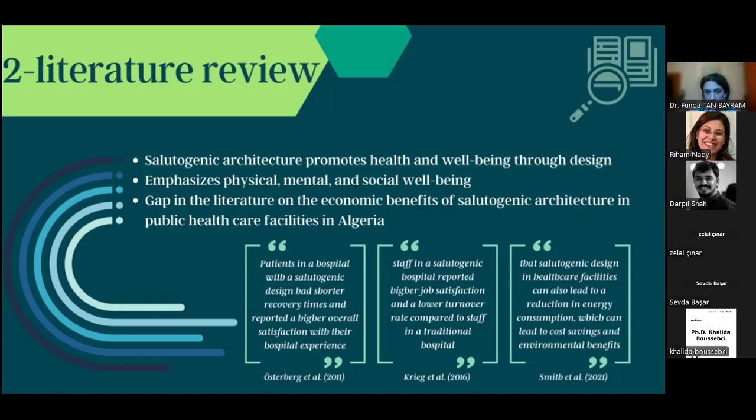gardens. Some key quotes concerning the implementation of salutogenic principles in healthcare facilities are from Osterberg, 2011: patients in a hospital with salutogenic design had a shorter recovery time and reported a higher overall satisfaction with their hospital experience. Craig said that staff in salutogenic hospitals reported higher job satisfaction and a lower turnover rate compared to staff in a traditional hospital. And the last research from Smith et al. in 2021 confirmed that salutogenic design in healthcare facilities can also lead to a reduction in energy consumption, which can lead to cost savings and environmental benefits.